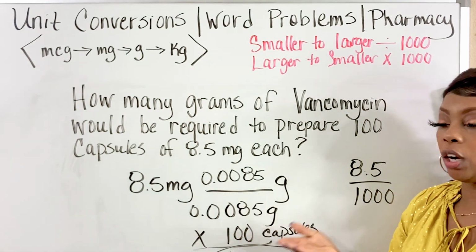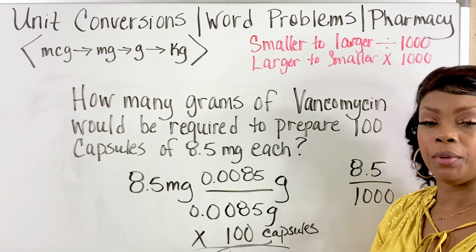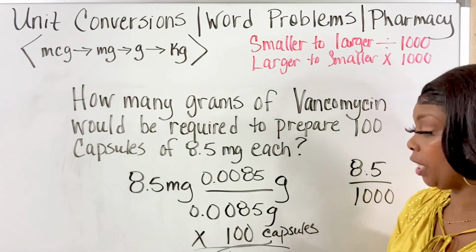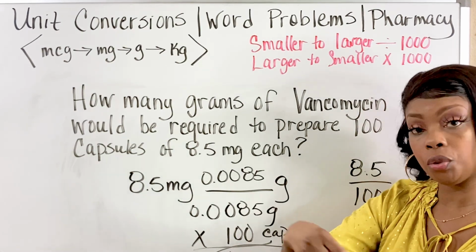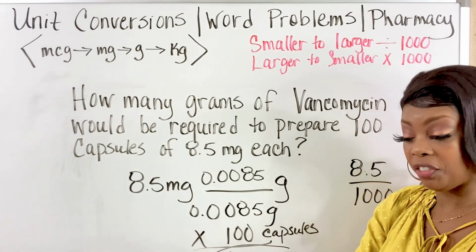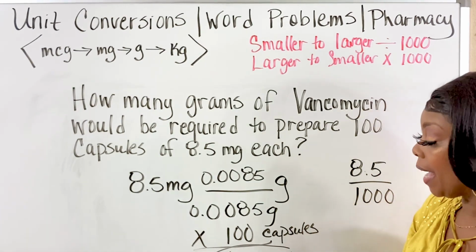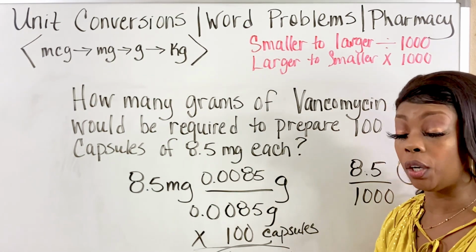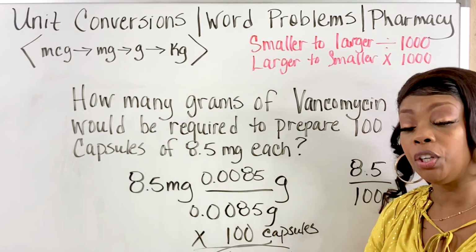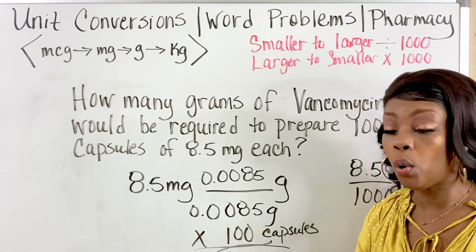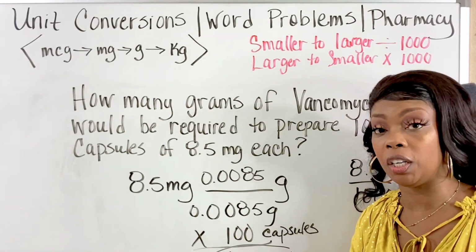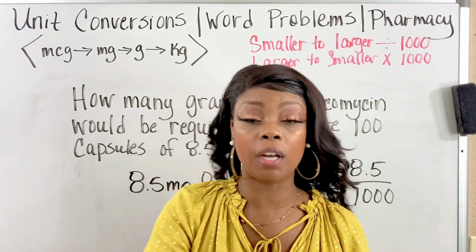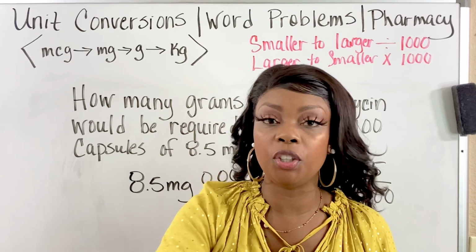Okay, so now each capsule is going to contain 0.085 grams. I don't know if any of you are familiar with making capsules, but you're going to have your capsule machine, and you're going to place 100 little caps inside of this machine. What you need to take out of your vancomycin bottle in total to make these 100 capsules, you're going to need to put on your scale: 0.85 grams. Once you have that 0.85 measured out into a container, that's when you start filling your capsules.